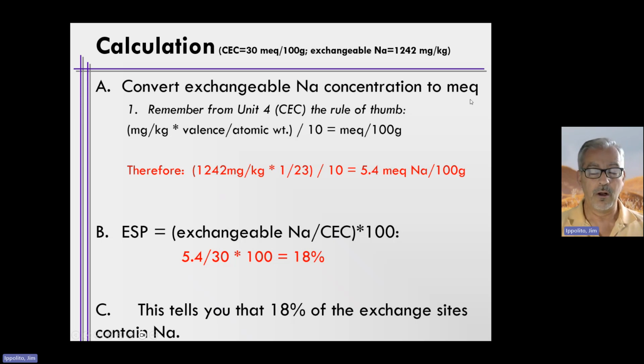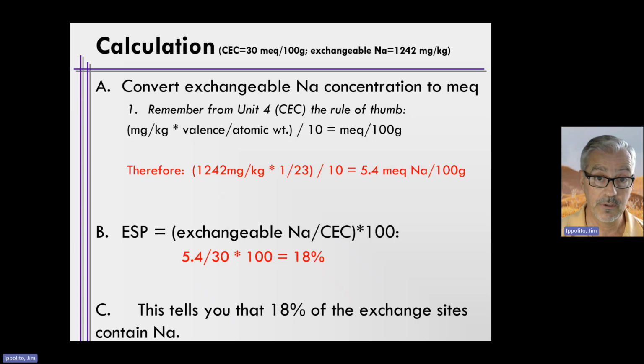So if you recall, this is the puzzle that I'm teaching you. If you recall from Unit 4, the cation exchange capacity unit, you were given a rule of thumb to make this conversion from milligrams per kilogram to milliequivalents per 100 grams. And here is the conversion shown right here on this slide. You take the milligrams per kilogram times the valence of the ion you're working with. In this case, it's sodium.